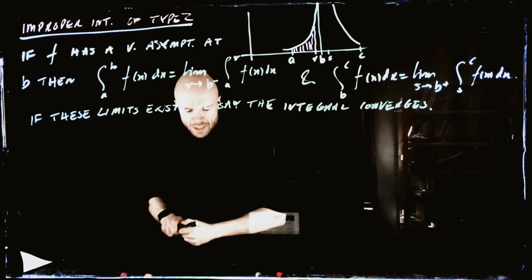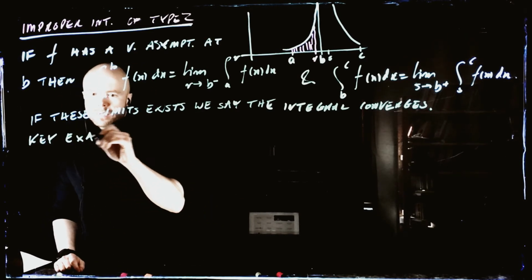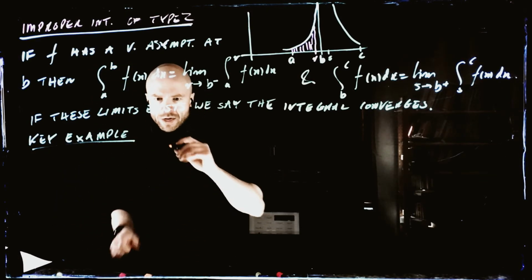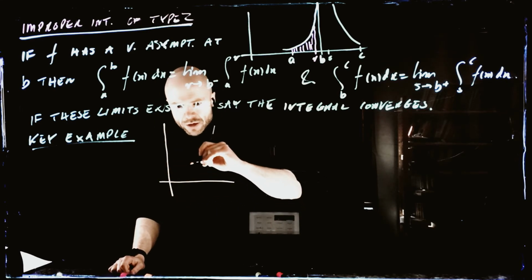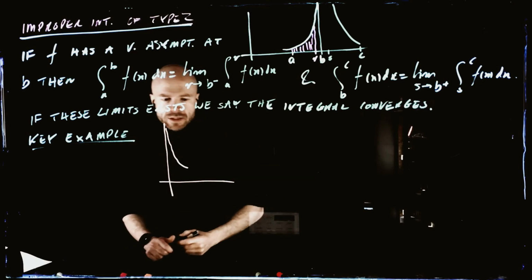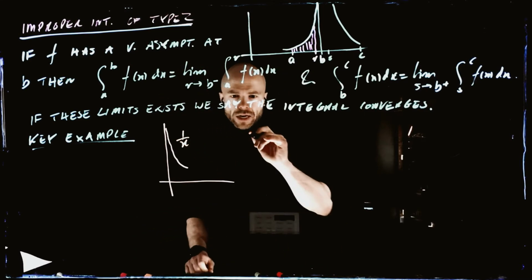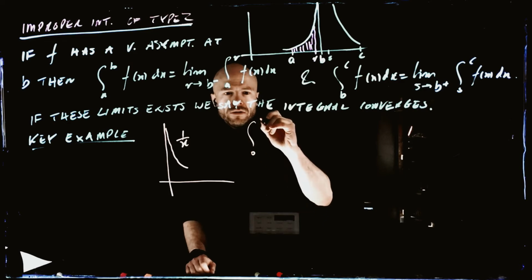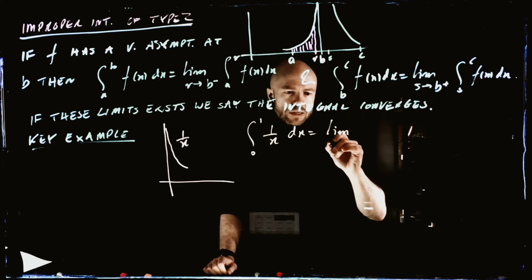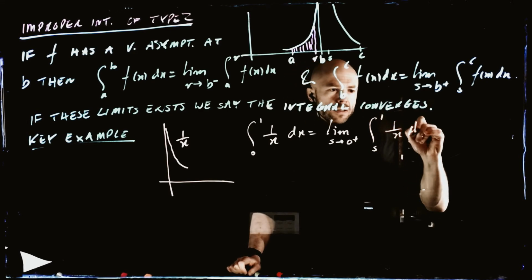All right, so again, the key example is 1 over x. Because if we look at 1 over x, it's definitely got a vertical asymptote at 0. Let's see if this thing actually converges. So let's do this calculation. We take the integral from 0 to 1 of 1 over x. This means the limit as s goes to 0 from the right-hand side of the integral from s to 1 of 1 over x dx.